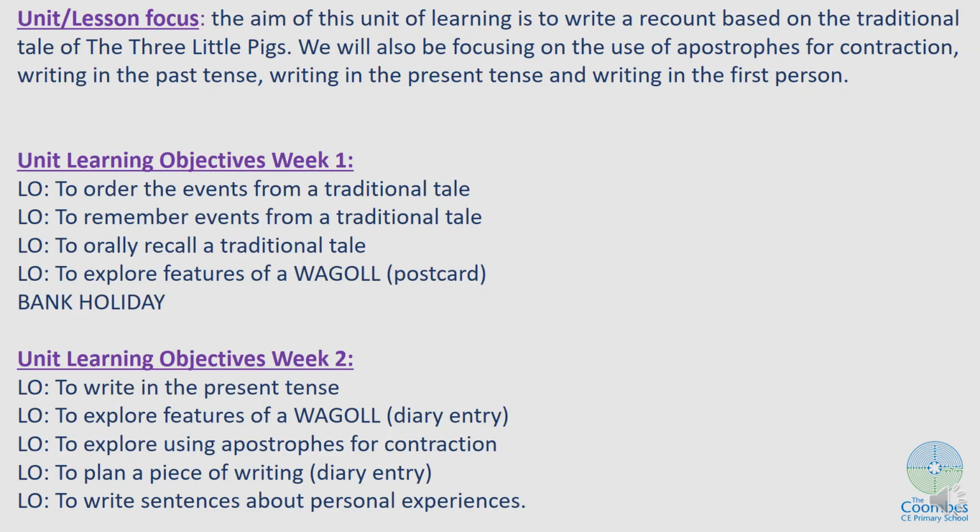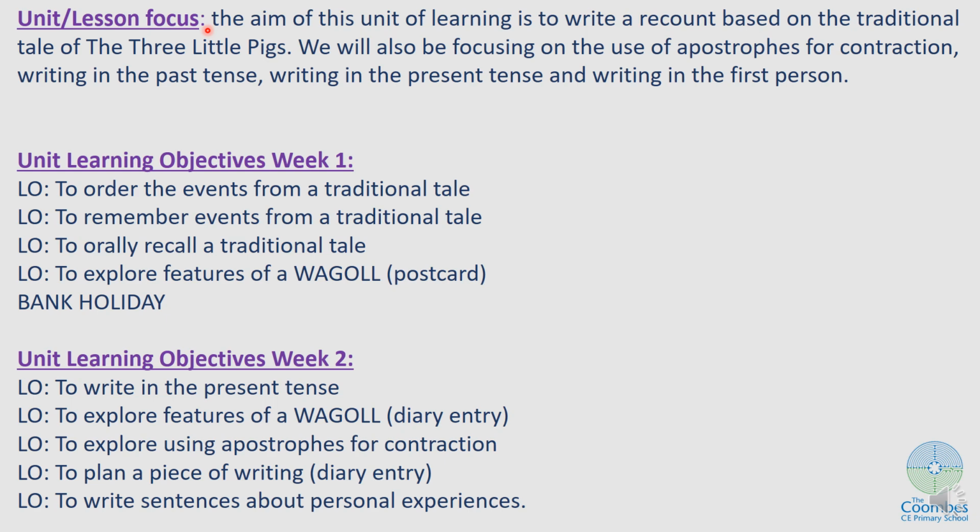This is what our learning journey is going to look like over the next couple of weeks. The aim of this unit of learning is to write a recount based on the traditional tale of the Three Little Pigs. We will also be focusing on the use of apostrophes for contraction, writing in the past tense, writing in the present tense, and writing in the first person. If you're not sure what those things mean yet, don't worry because you definitely will know them by the end of the unit.